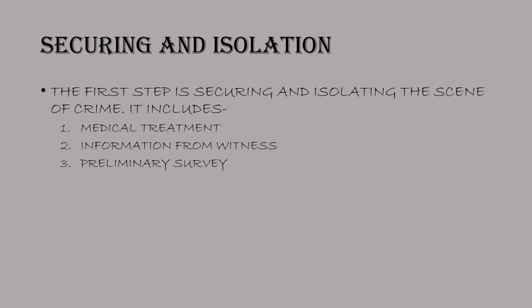Securing and isolation. It is the first step in crime scene investigation, which includes medical treatment, information from the witness, and preliminary survey. Medical treatment should be given if the victim needs it. And so, first, the victim should be checked whether he or she is alive or dead. Information from the witness includes collecting information from the nearby person present at the scene of crime and seeing whether they are the witness or not. Preliminary survey includes surveying the scene of crime at the preliminary level.